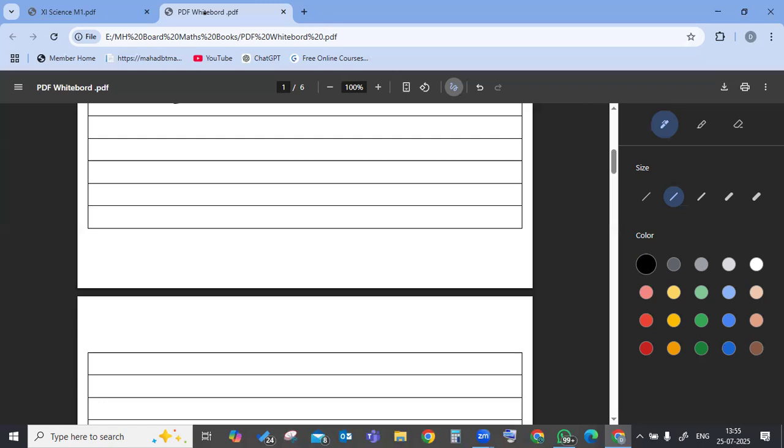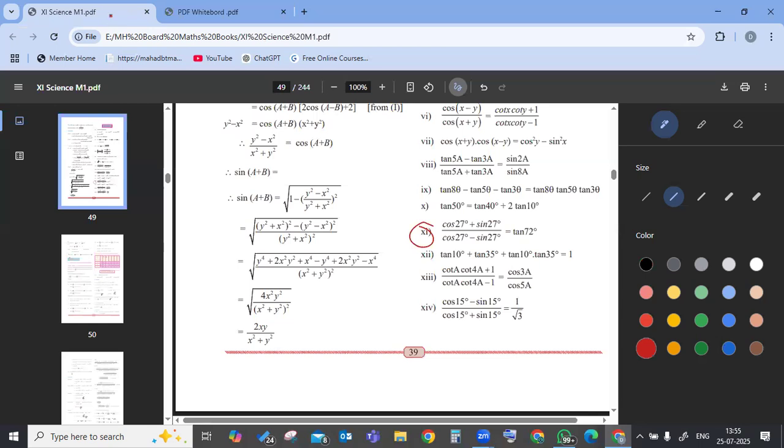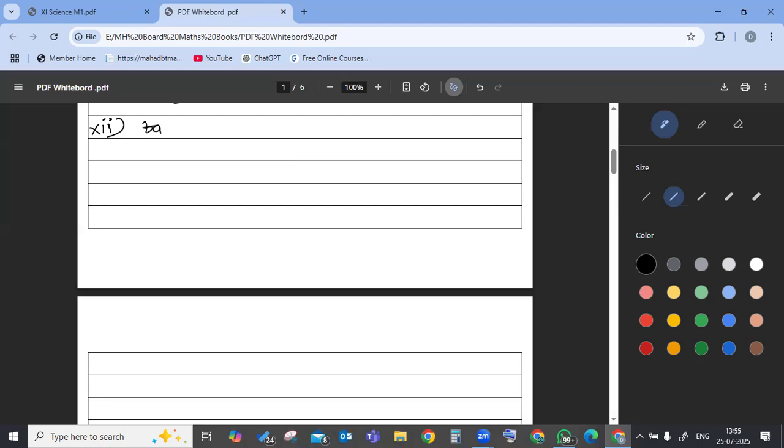We have to prove now, second question, number 12. What is it? See, question number 12. Tan 10 plus tan 35 plus tan 10 into tan 35 is equal to 1. This is what we have to prove now.